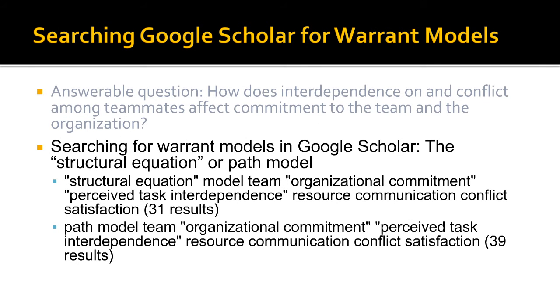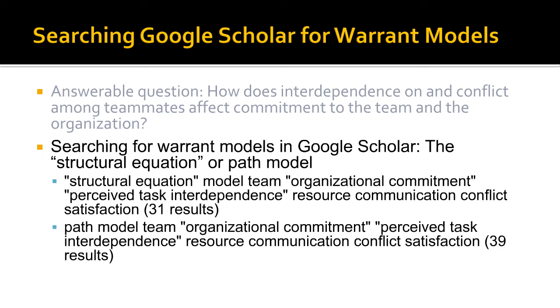In Google Scholar, you could enter phrases within quotation marks that you want to appear exactly as specified in the article. By placing structural equation in quotes, we can avoid finding papers that might refer to other types of structure, such as organization structure, in an article that somewhere else references equations. Any phrase that uses words which might commonly appear in text that would be unrelated to our question should be placed in quotation marks. For example, organizational commitment or perceived task interdependence.